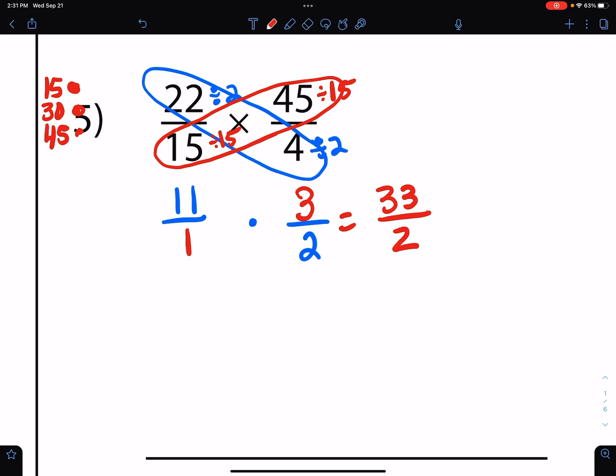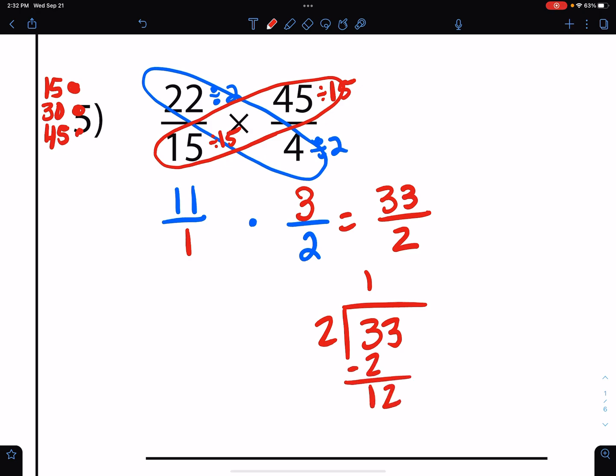Now I can't leave that like that because that's an improper fraction and we don't want to do that. So I'm going to put 33, my numerator, underneath the radicand. I don't know what that's called. I don't think it's radicand, but under the lines. And divide it by 2. So 2 goes into 3 one time. So I bring that and I subtract, and I have 13. It gets close, so 6 times 2 is 12, so I have a remainder of 1. And that 1 will then be left over top of the 2.